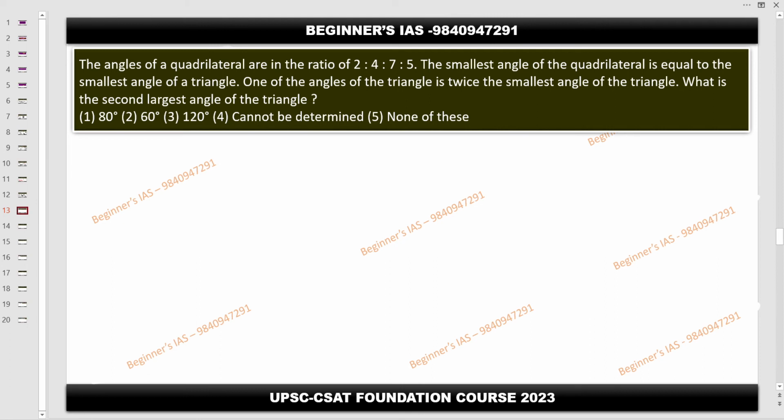Here, the angles of the quadrilateral are in the ratio 2:4:7:5. The smallest angle of the quadrilateral is equal to the smallest angle of the triangle. One of the angles of the triangle is twice the smallest angle of the triangle. What is the second largest angle of the triangle?